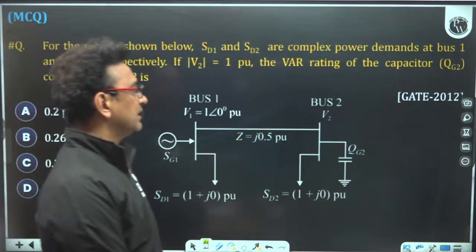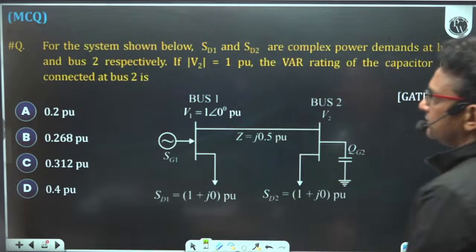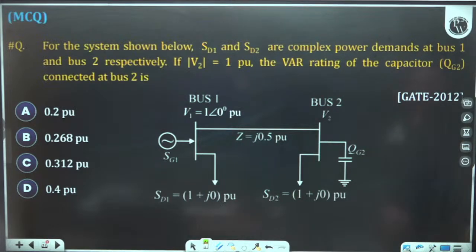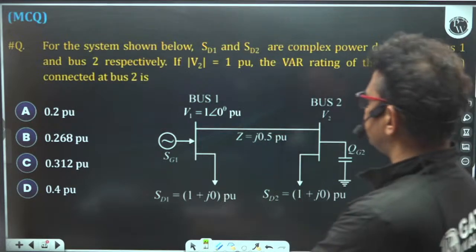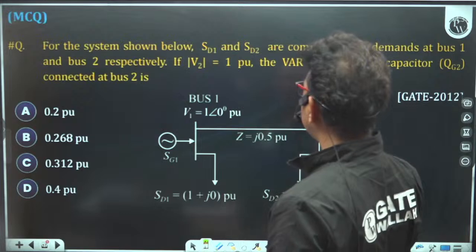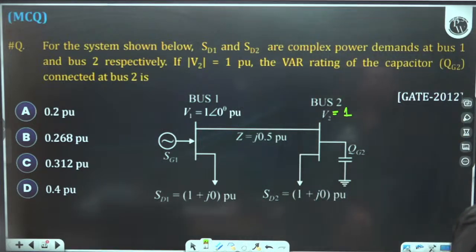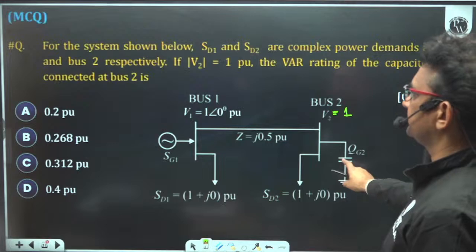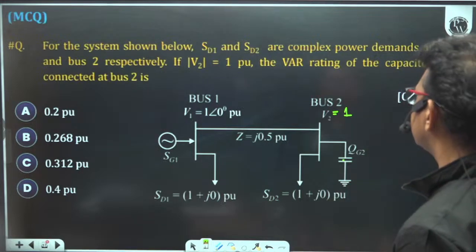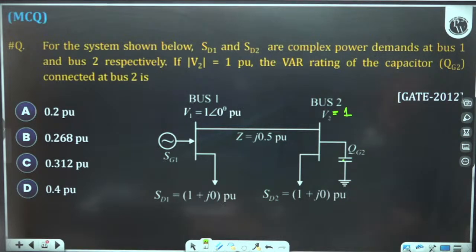Okay, now come to this question, GATE 2012. For the systems shown below, ST1 and ST2 are the complex power demand at bus 1 and bus 2. If the magnitude of V2 is 1, then what should be the VAr rating of the capacitor connected at bus number 2?